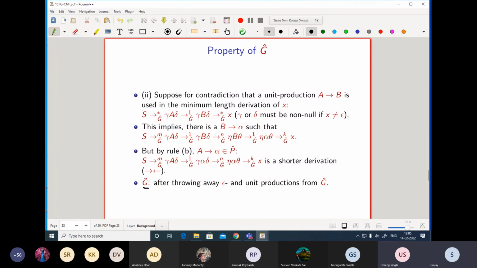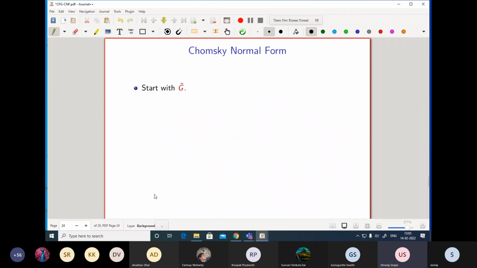That means that if I threw away all the epsilon and unit productions from G hat and obtained G tilde, then L of G tilde would be the same as L of G hat. Okay, so we got rid of epsilon and unit productions. Now we can concentrate on just getting whatever we have into the normal form.